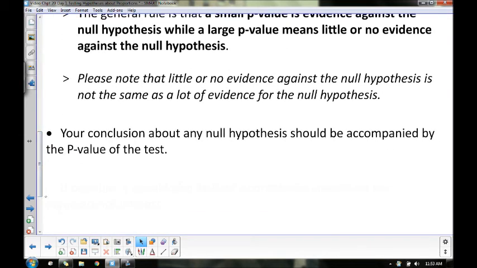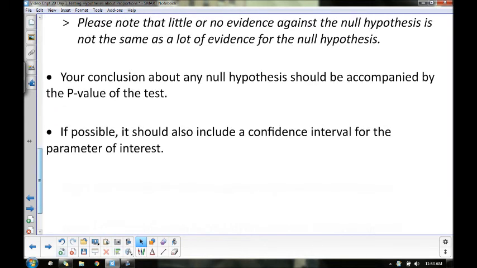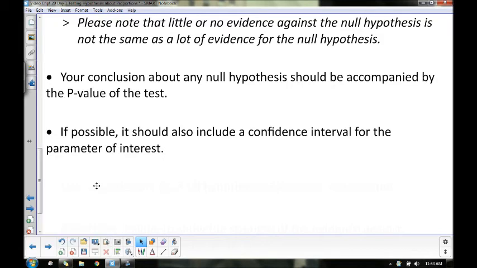Your conclusion should be accompanied by the value of your p-value. So whenever you say either I reject the null or I fail to reject the null, you must always include your actual p-value and your alpha level. If possible, go back and include the confidence interval. Because what you're saying is, I don't agree with what my initial claim says. The confidence interval then turns around and says, I believe where the truth lies is within this range.